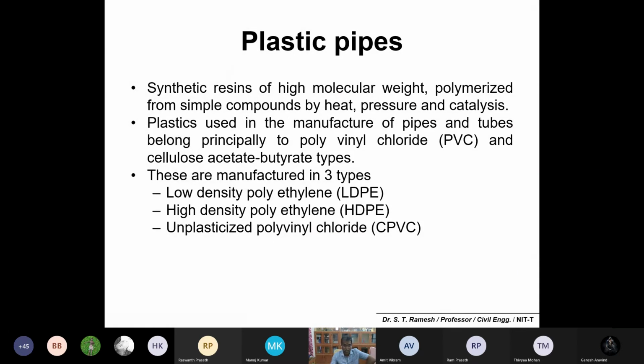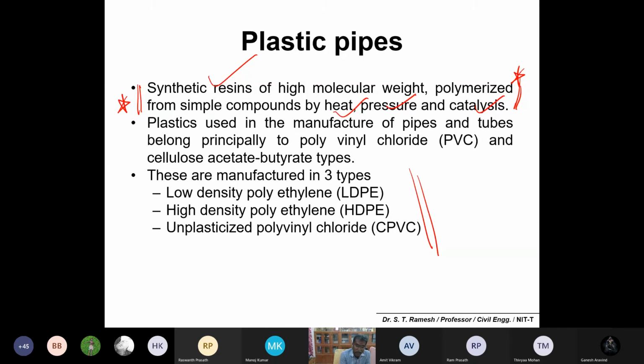The last one is PVC, plastic pipes. That's what I told you. These are synthetic resins of high molecular weight, polymerized from simple compounds by heat, pressure, and catalysis. Please make a note. Anyway, the manufacturing of plastic pipes and other pipes we are not discussing. At least for a better understanding, just remember the definitions. These are synthetic resins of high molecular weight, polymerized from simple compounds by application of pressure, heat, and catalytic action.